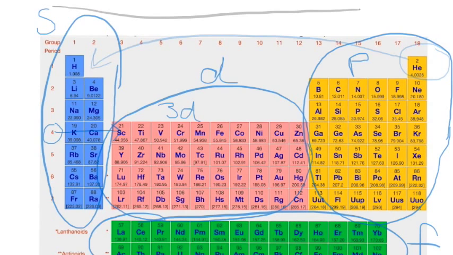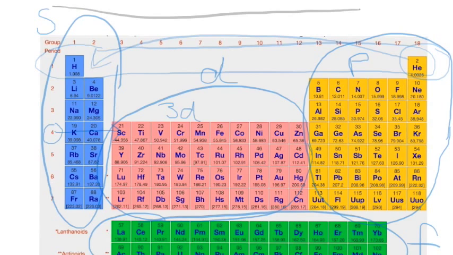By purely looking at the periodic table, we can get a lot of information. If we take group 1, which is hydrogen and helium, we know that they're both in the S shell. And we can see all the way down the periodic table, the S shell only consists of 2 electrons.